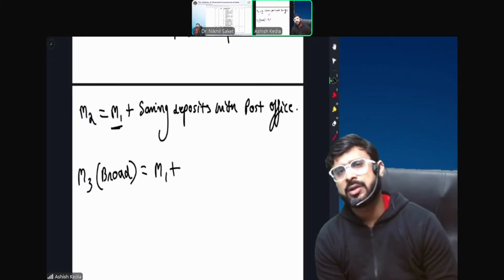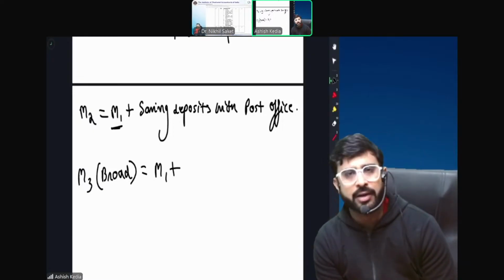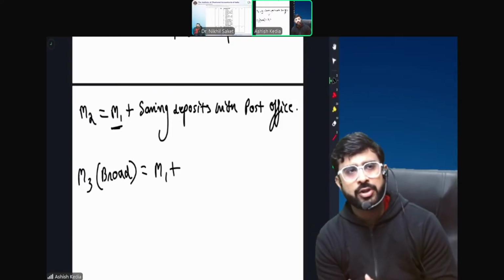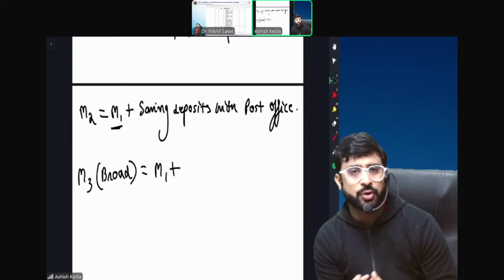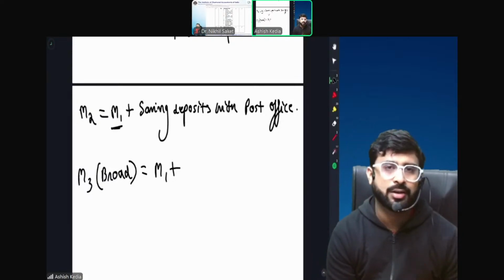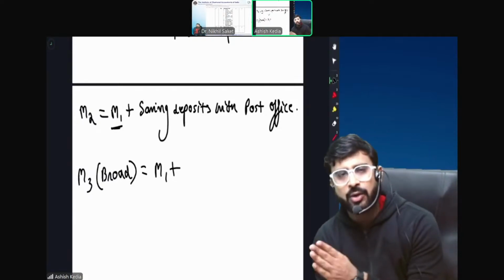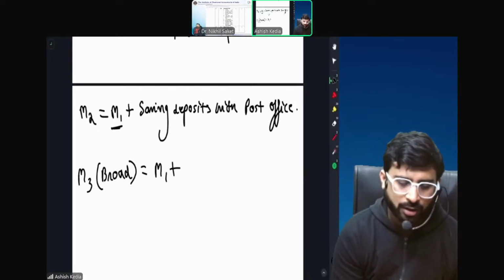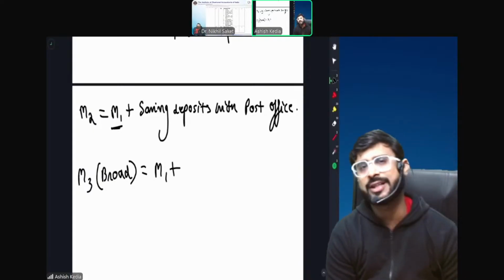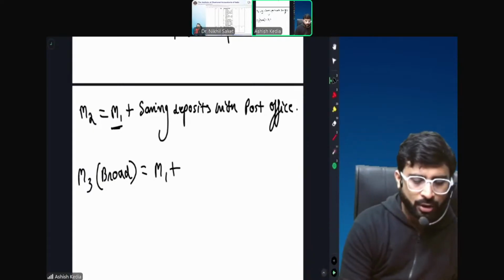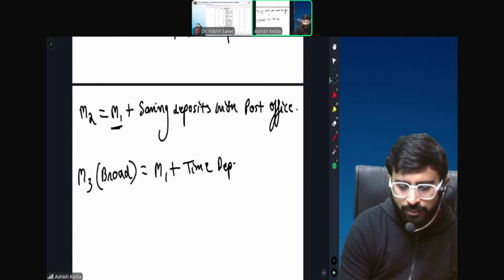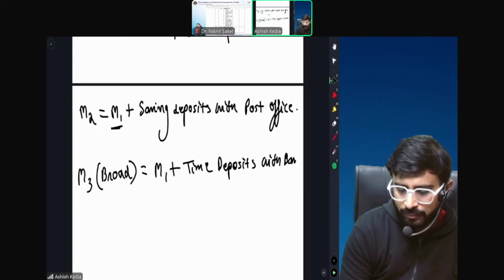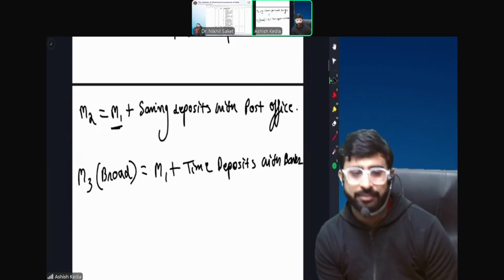Now you remember, there are some deposits which are withdrawable on demand. But there are some deposits which you can only withdraw when a particular maturity is achieved. That is what is called time deposits. For example, fixed deposits, recurring deposits. So time deposits with banks are included in your M3 level.